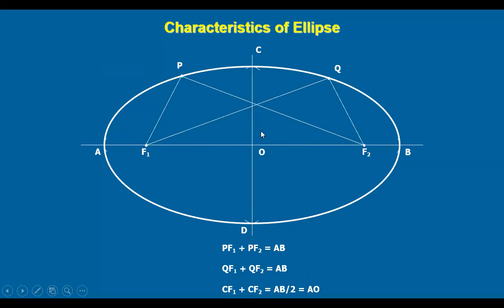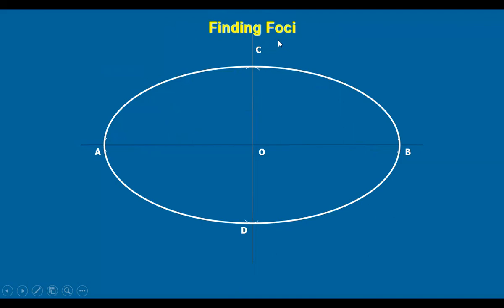Let us make use of this to find the focus points. Suppose we are given the curve and want to find the foci. Take the length AO, half of the major axis. With point C as center, cut the major axis on one side and you get the point F1, and on the other side you get F2. Because CF1 and CF2 are equal, and each is equal to half of the major axis, we can use this to find the foci.